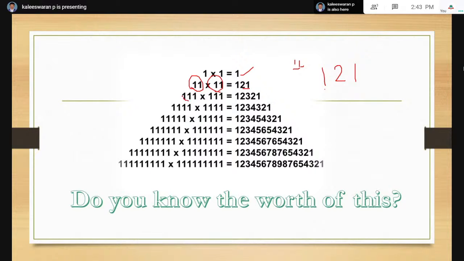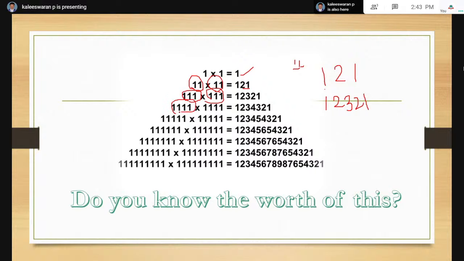And triple 1 into triple 1. Triple 1 has 3 ones, so you have to write 1, 2, and the final answer is 1, 2, 3. Three ones. Then you go to descending order: 1, 2, 3, again 2, 1.